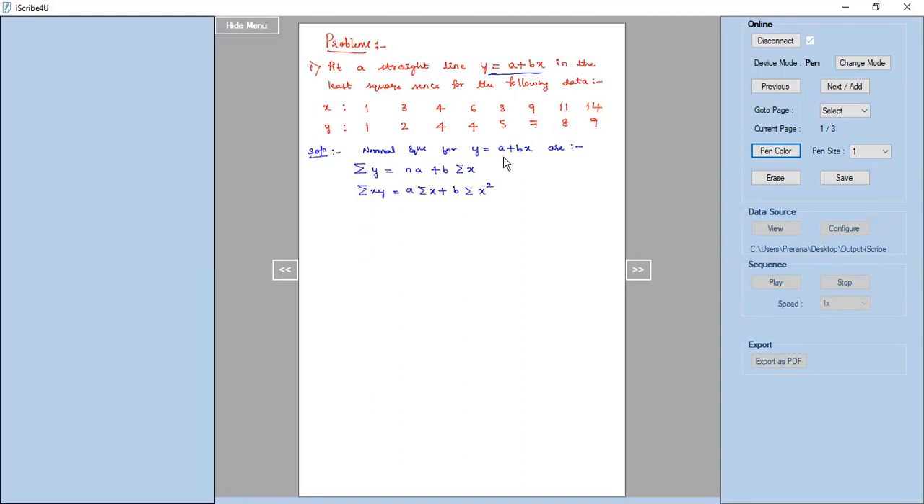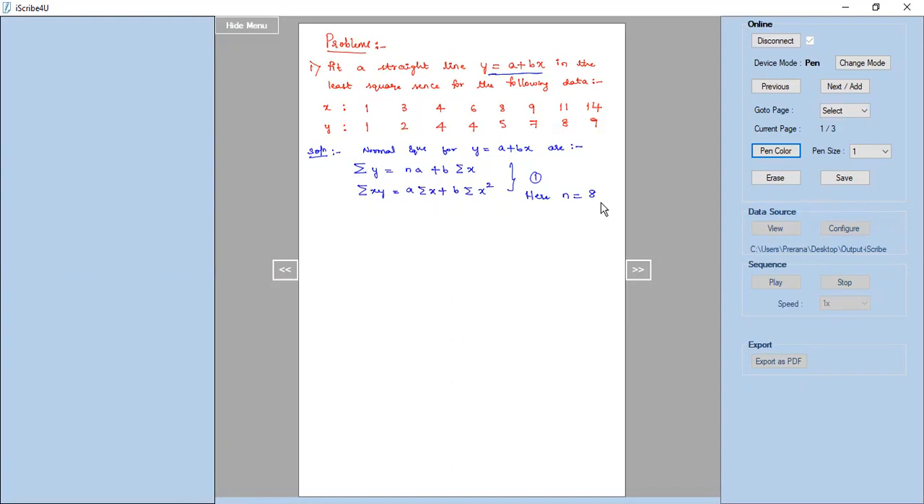It is always N a here for the first one. That's because a is taken summation, meaning a is added n times. That is why we are getting n into a. We can directly write that in the normal equations always. I'll call them equation 1. Now, the value of n for this particular data: let us count how many sets of values of x and y are given. One set, second, 3, 4, 5, 6, 7, 8. So there are 8 sets of data given for us. That is why n is equal to 8.